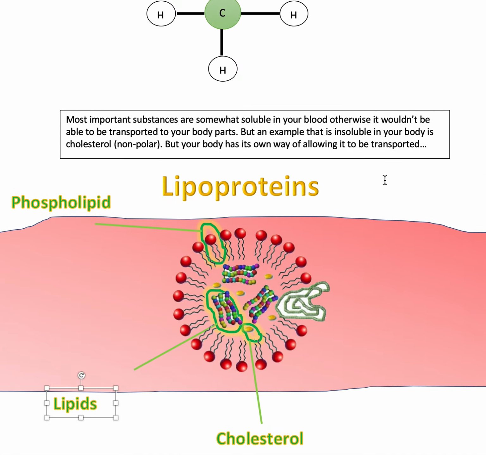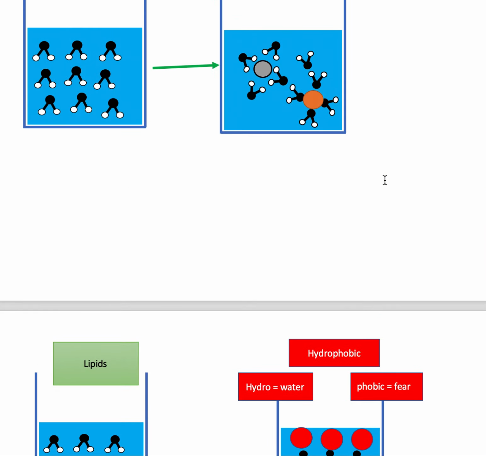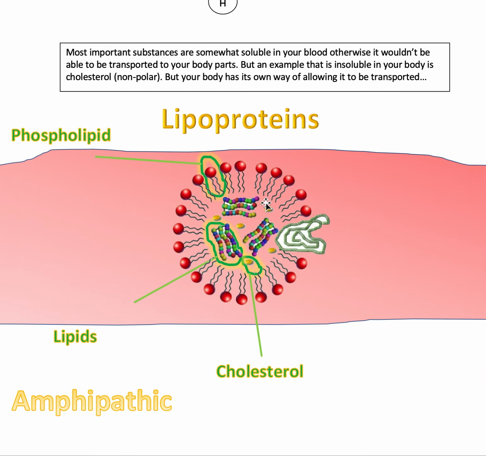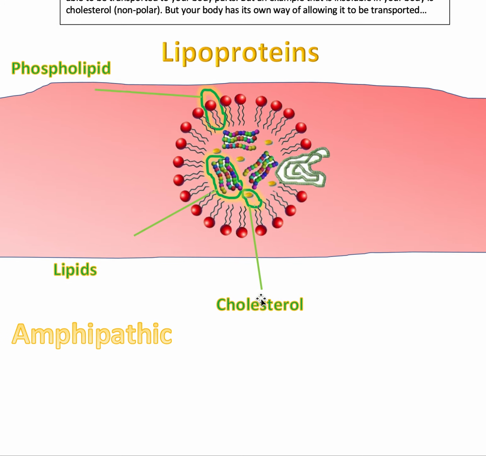But most other things that are polar, like sugars, like we saw, NaCl, salt, whatever, all of those things can just go straight into the blood, dissolve, and be carried around. It's just these non-polar things that your body still needs but won't dissolve in your blood that need these lipoproteins in order to transport them for you.